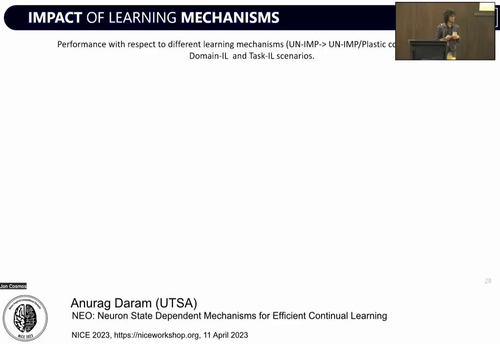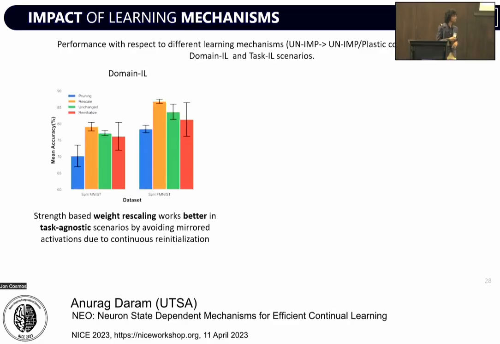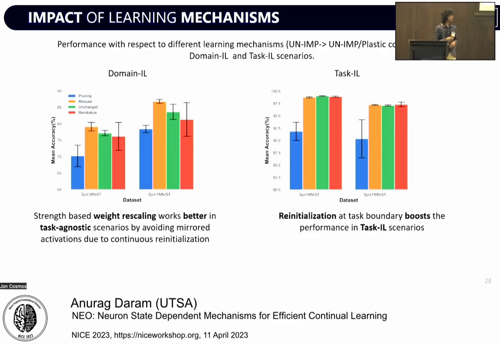And let's see, I was talking about the different learning mechanisms which you could have for the connections, the outgoing connections from unimportant nodes. So I wanted to see how that affects performance. What are the four different methods we have tried? One is pruning, either rescaling, either keeping them unchanged, or reinitializing those weights.